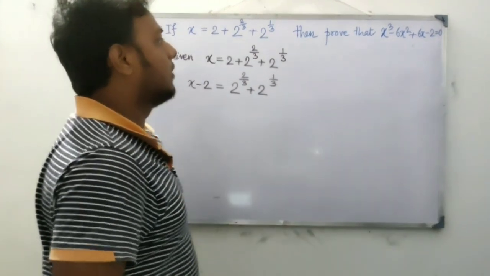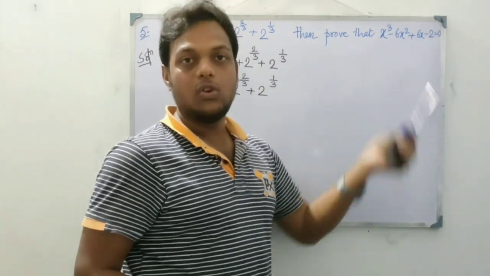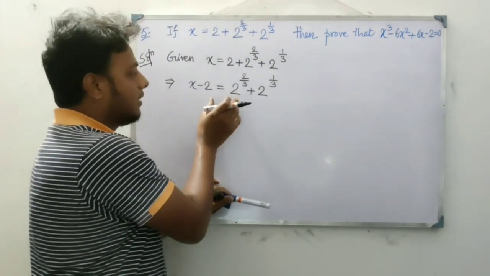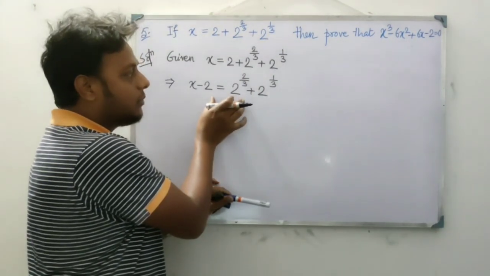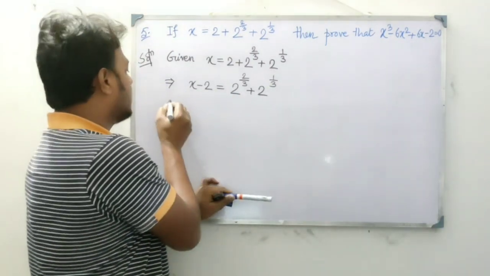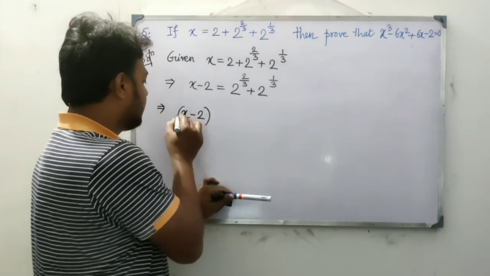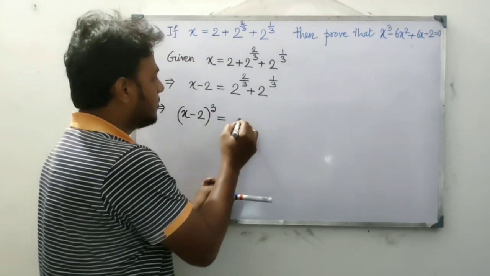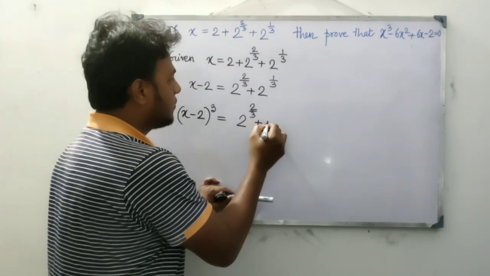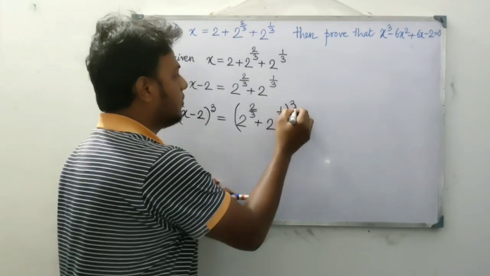Now look at this side, which we are going to prove, x cube. That is, we need a cube here. Okay, that's why we will be cubing both sides of this equation. Okay, like squaring both sides. So cubing both sides, we get x minus 2 whole cube equals 2 to the power 2 by 3 plus 2 to the power 1 by 3 whole cube, by cubing both sides.